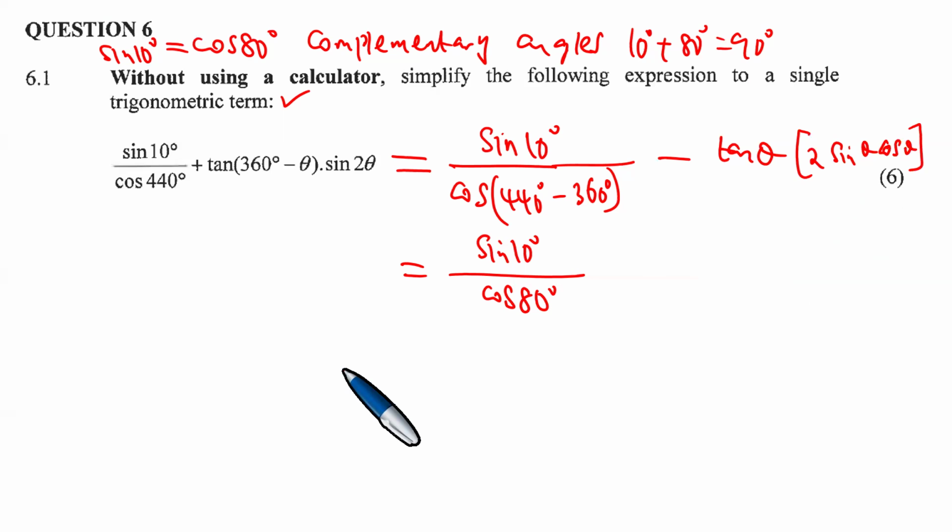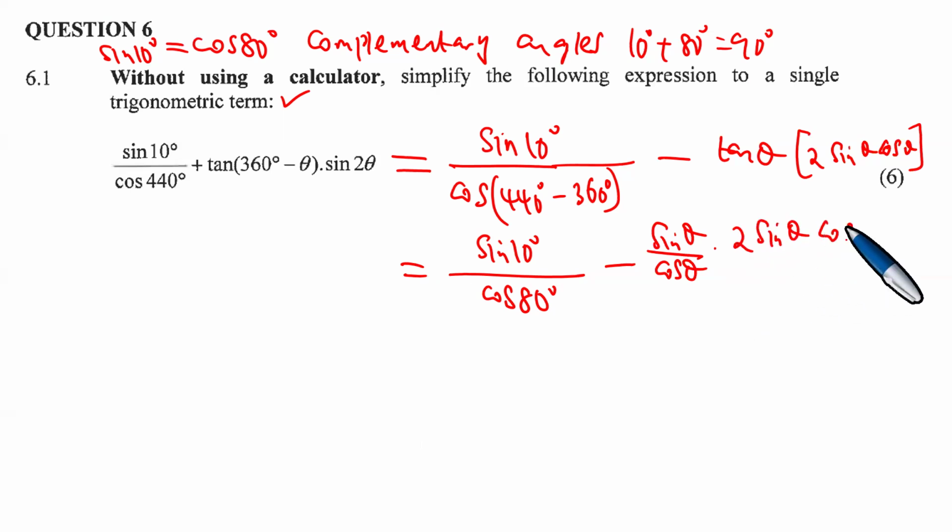Then negative tangent theta is going to be negative sine over cosine. We can write it in the form sine over cosine. So sine theta over cosine theta is the tangent of theta, and then we have 2 sine theta cosine theta.